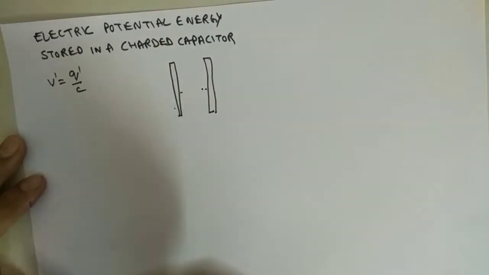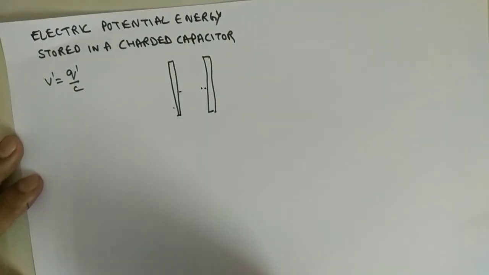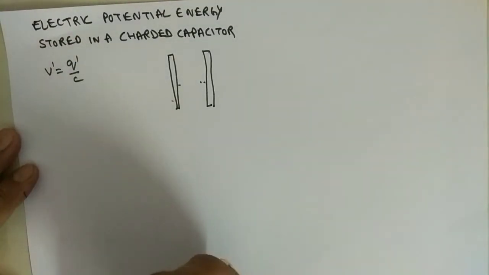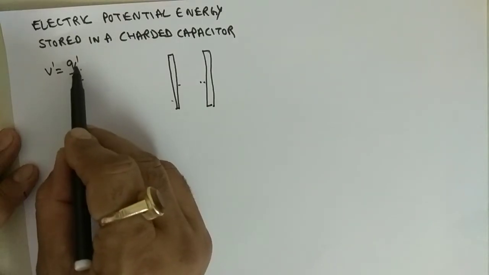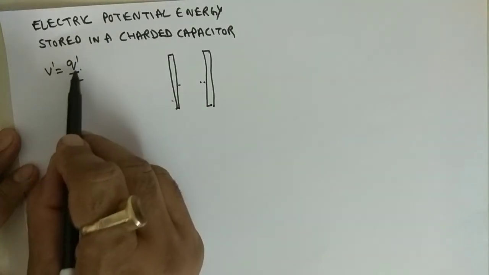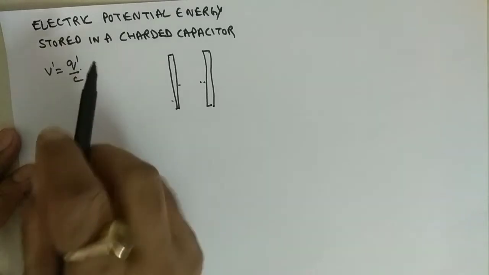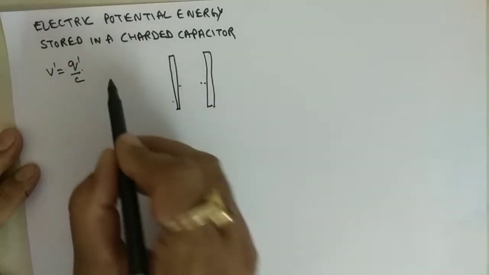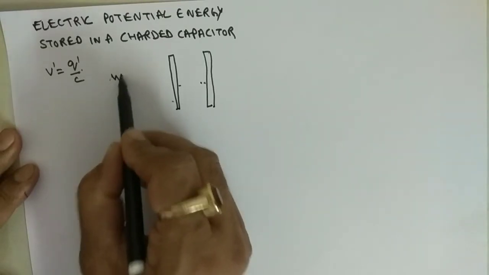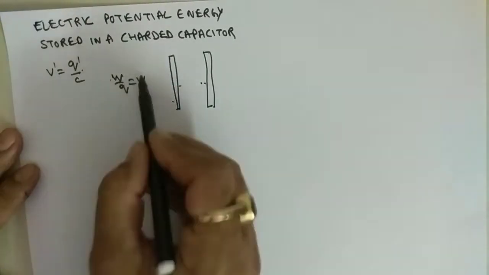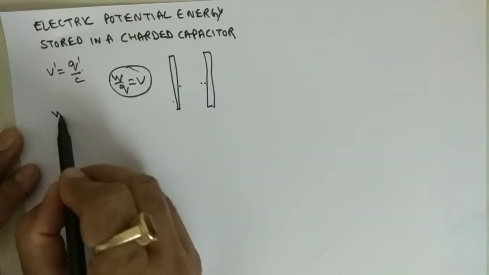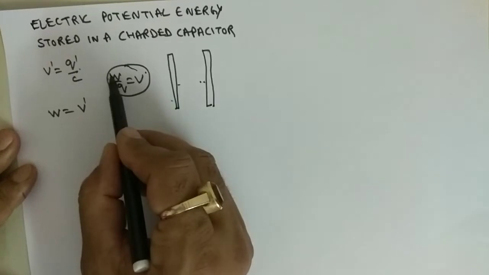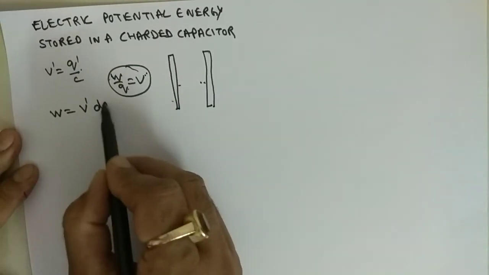Now if we give a small amount of additional charge, it will raise the potential negligibly. If Q dash is very small, V dash will change negligibly. So we know from the formula W upon Q is equal to V, so the small work done is equal to the potential difference V dash times dQ. W is equal to V dash into dQ.